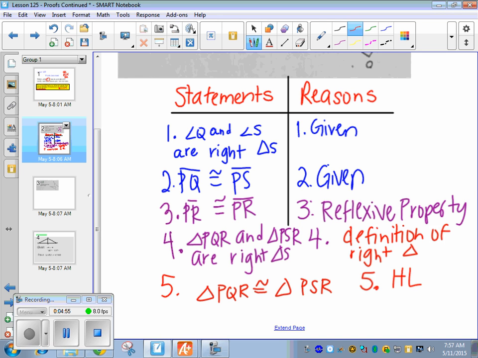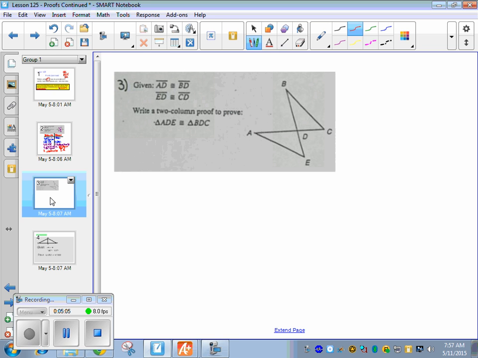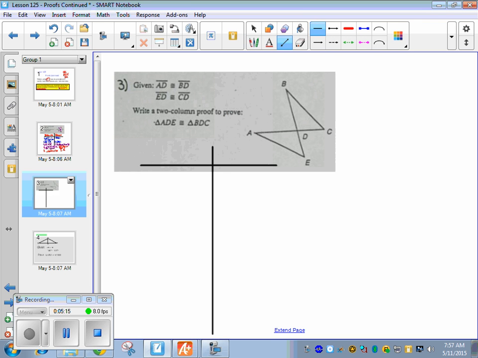All right, so anytime you're using HL, you have to know one leg, hypotenuse, and we have to have the right angle, and we have to state that they are right triangles. Okay. Let's go one more, and then you guys can try it on the whiteboard. So go ahead and draw that picture.